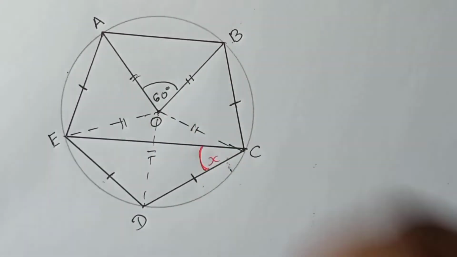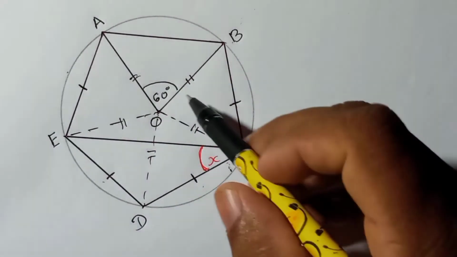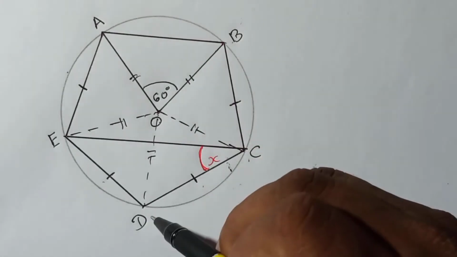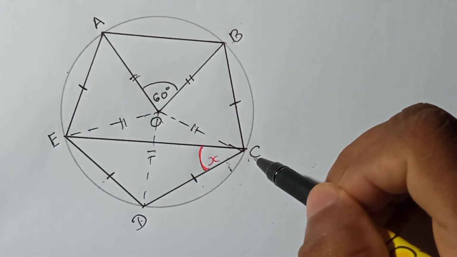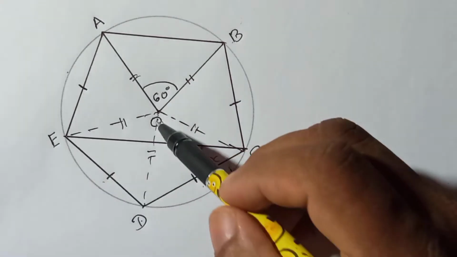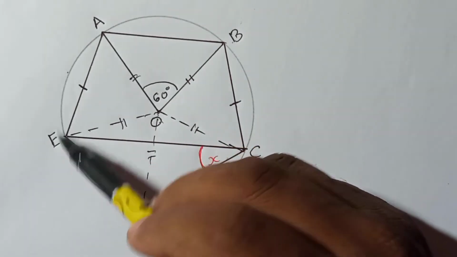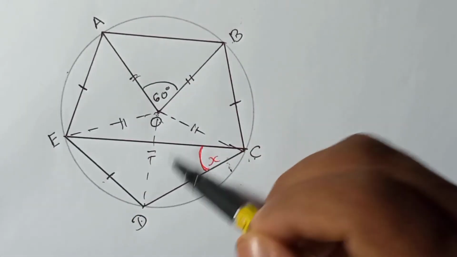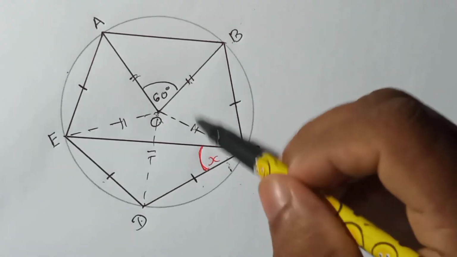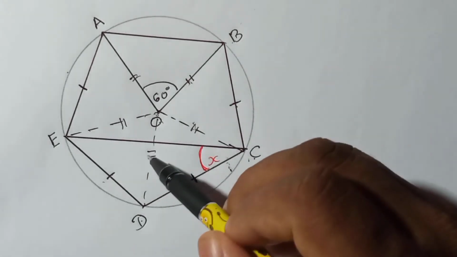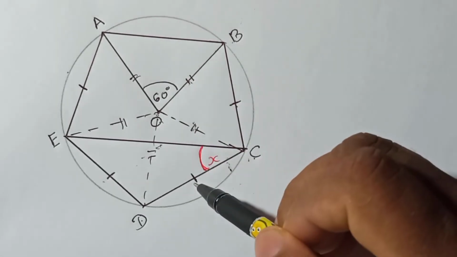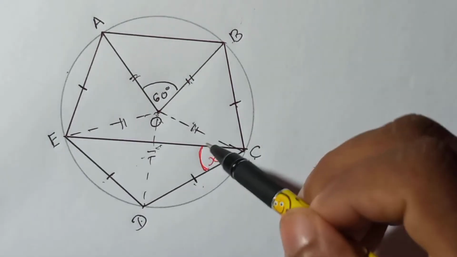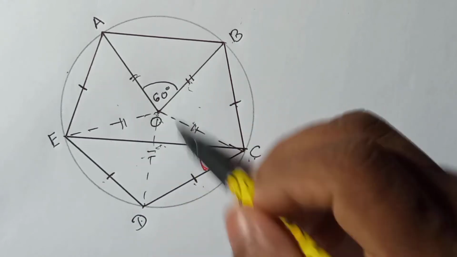This all equal, right? That means you can think the OCB triangle, DOC triangle, EOD triangle, and EAO triangle. These four triangles are congruent. Because why? These two sides are equal, and this is, and then here also the same way, these two and then this one. Side, side, side. In that case, all four angles are equal.